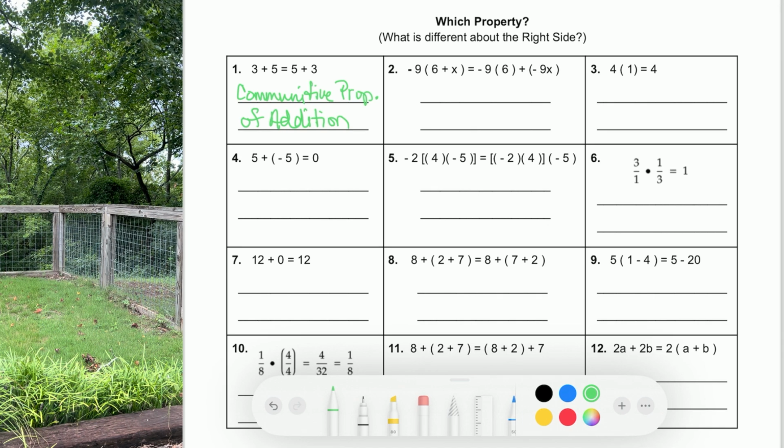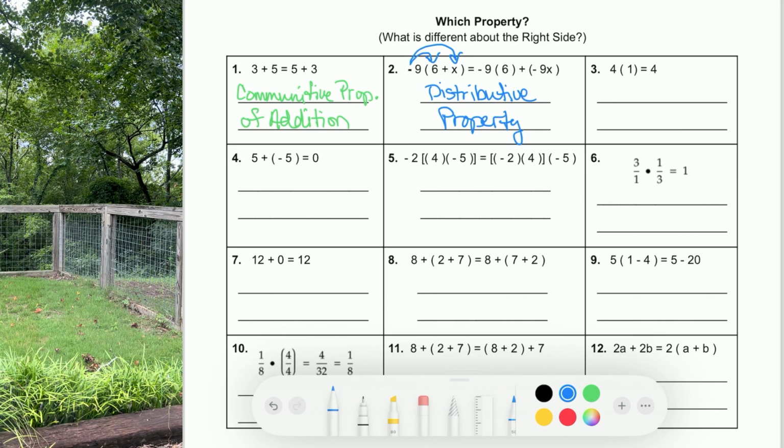All right, looking at number 2, we have -9 times 6 plus x in parentheses. Now I need to compare, how did that side change when I look at the right side? Well, now I have -9 times 6 plus -9 times x. Basically, that -9 has been what we call distributed. So this is going to be the distributive property. They had taken that -9 and multiplied it by the 6 and then also by that x.